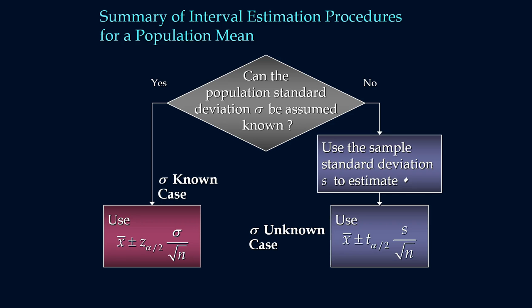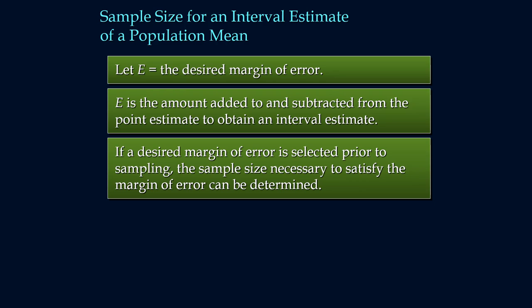So as a little flow chart here, we're just going to look at: can the population standard deviation be assumed to be known? If yes, we'll use our z value. If no, we'll use our sample standard deviation and we'll use our t value here. Okay. And again, the way we find the t is with our degrees of freedom, n minus 1. N minus 1.